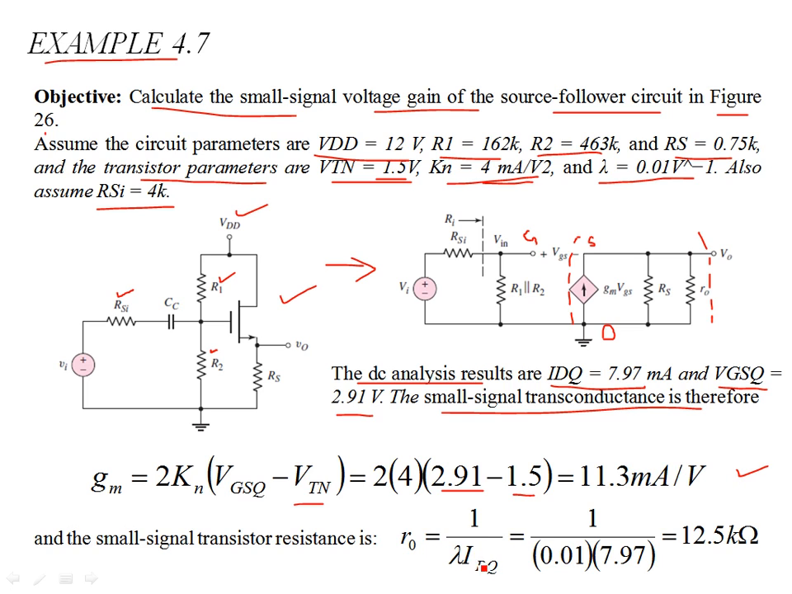Similarly, r naught is 1 over lambda IDQ. Just bring this IDQ value over here, and you have the output small signal resistance of more or less 12.5 kilo ohms. Okay.